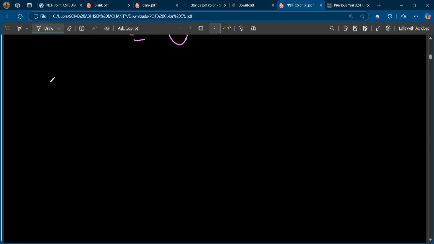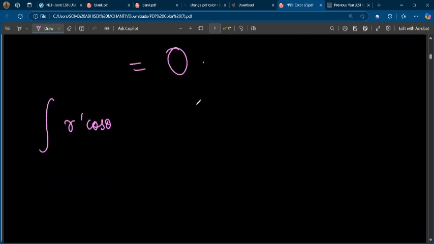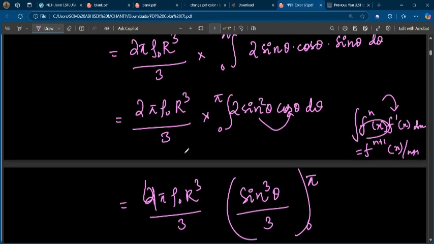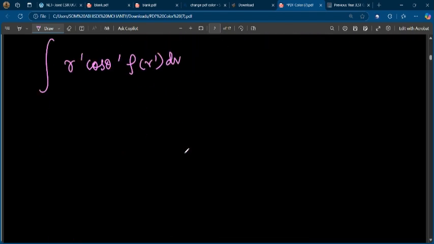This integration will be integration r dash cos theta dash. Everything should be dash anyway: r dash cos theta dash rho r dash dv. Right? Okay, no problem. So you can write it to theta also.